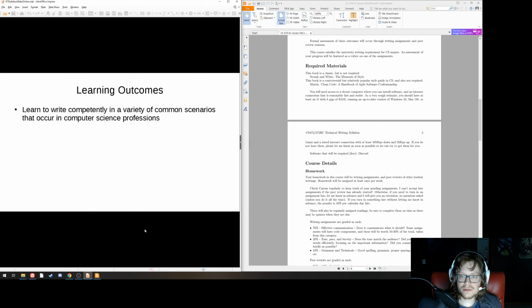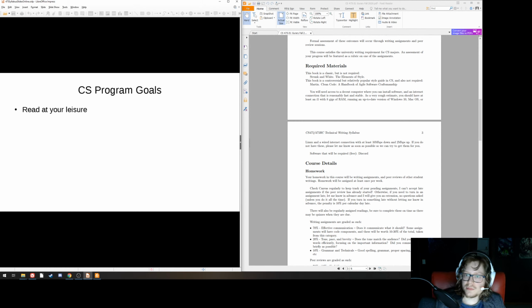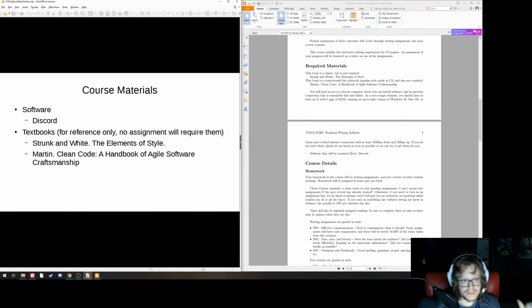Learning outcomes: you are going to learn how to write competently in a variety of different scenarios, common to the computer science professions. You can read the program goals at your leisure. You're going to need Discord for this class and nothing else, except for obviously some kind of software to write with. So if you don't have Microsoft Word or whatever the Apple equivalent is, you probably should get it, or I recommend LibreOffice. That's what I use. You can use Google Sheets or Google Docs as well, too.